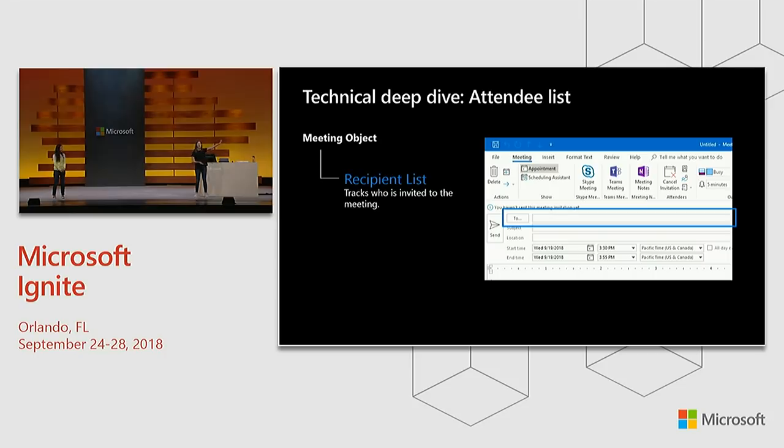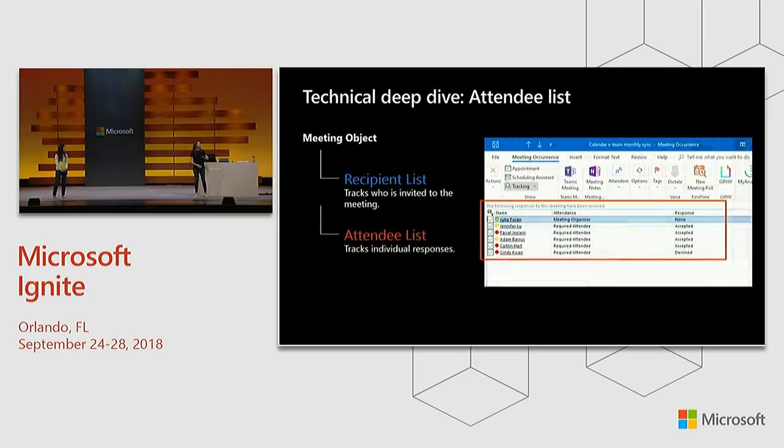So we've always had this property called recipient list, and that continues to populate the To field, and that was also what used to be used for attendee response tracking. But now we actually have a separate property called the attendee list property that can track up to 2,000 individual responses, and that's what the clients will switch to display the attendee list.